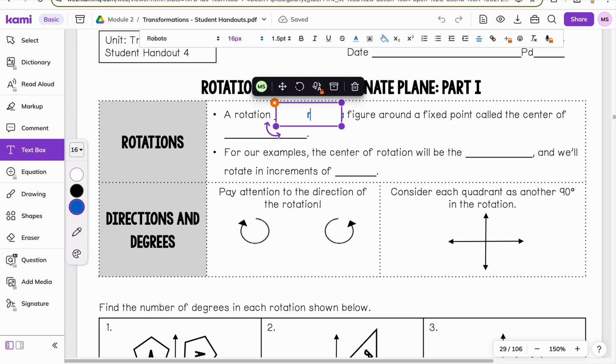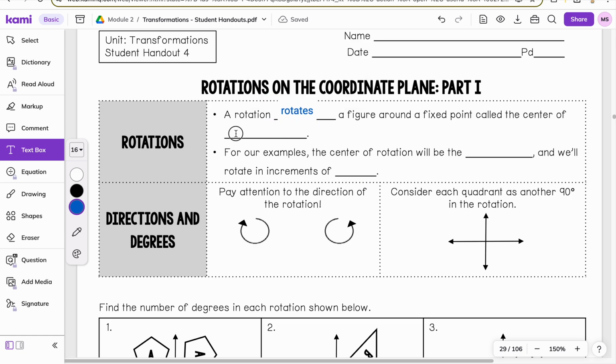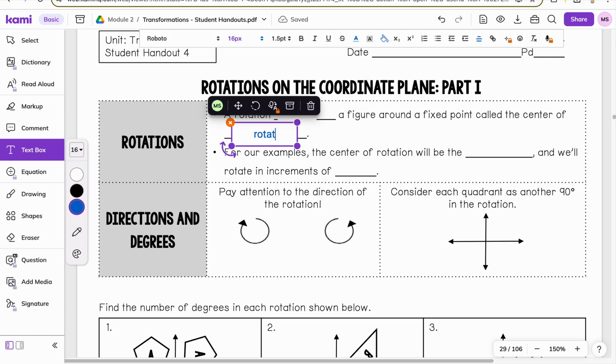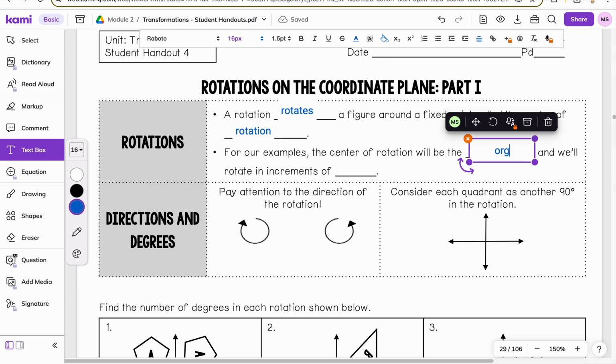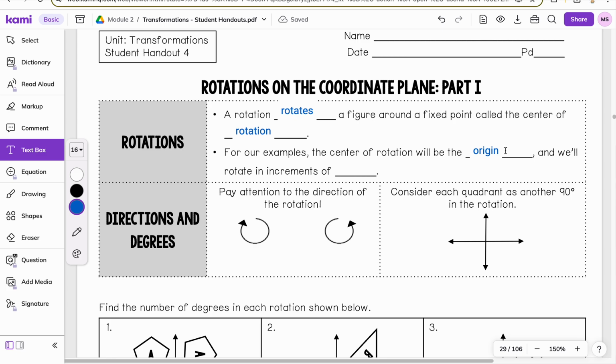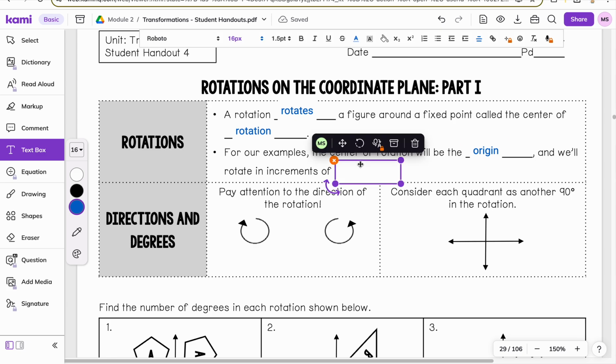A rotation rotates a figure around a fixed point called the center of rotation. For our examples, the center of rotation will be the origin, and we will rotate in increments of 90 degrees.